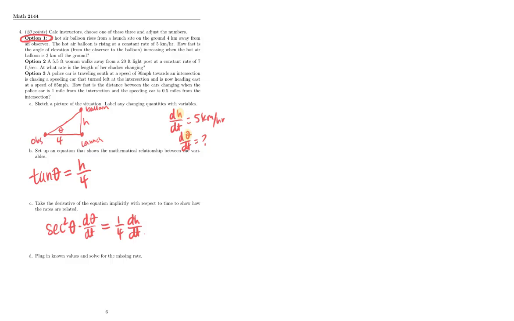For the secant squared theta, I am going to need to draw another picture that is a snapshot at a particular instance in time. So when the hot air balloon is 3 kilometers off the ground, that will be this snapshot. So I can label the height as 3. I know this is 4. And I could use an inverse tangent to find theta, or I could just go ahead and solve for the other side of the triangle. So this is going to be the square root of 3 squared plus 4 squared, which ends up being 5. And so I know that secant of theta is going to be the reciprocal of cosine. So it should be 5 over the adjacent side, which is 4.